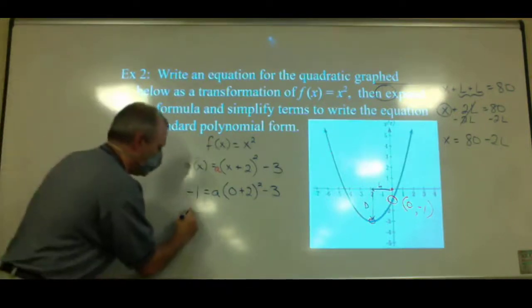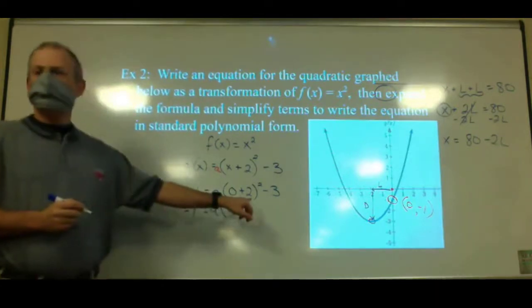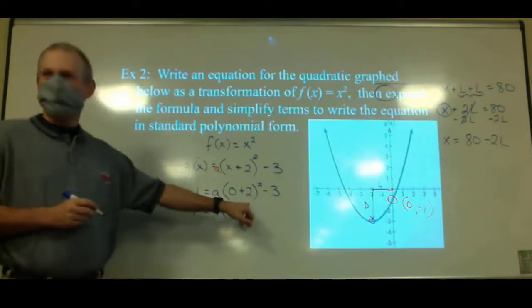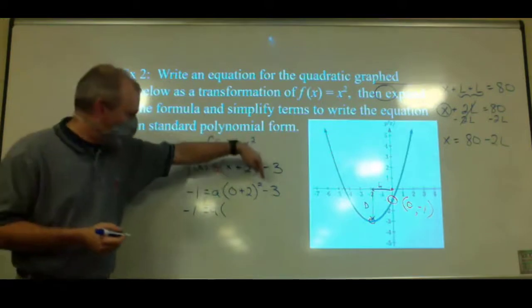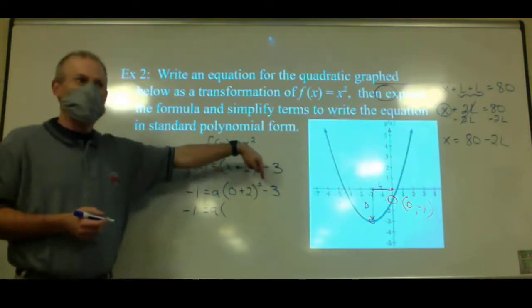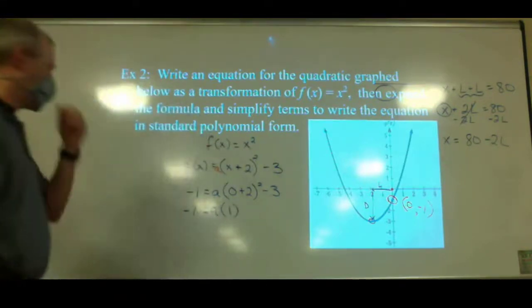So if we simplify this, what is 0 plus 2? This is the one you guys all like, right? 0 plus 2 is 2. And then we square it, so that makes 4. And then we subtract 3. So what is that? 1. All right? Something's wrong here.